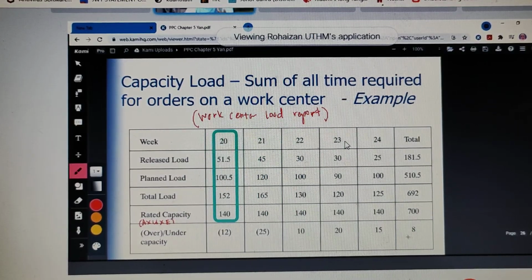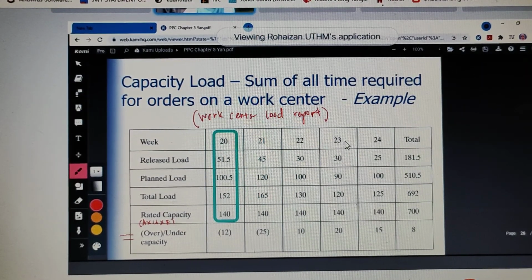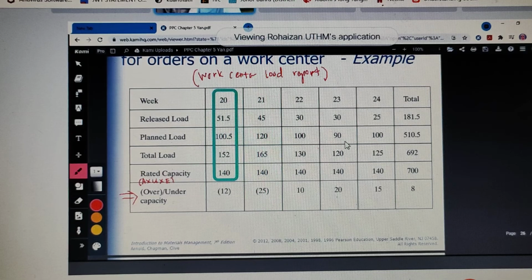This is what we want to produce, to look at our capacity management for the MRP. Okay, until here. Any question? Guys, any question?